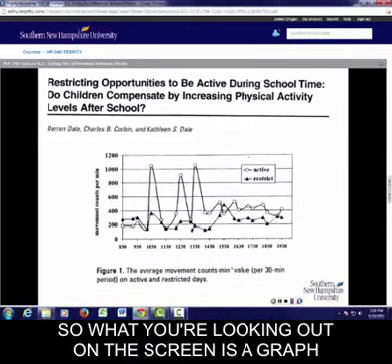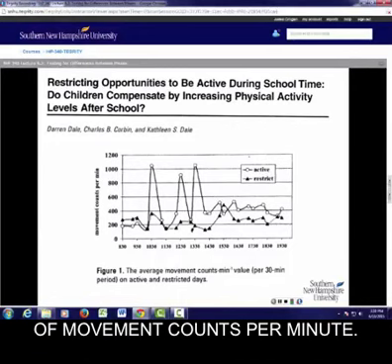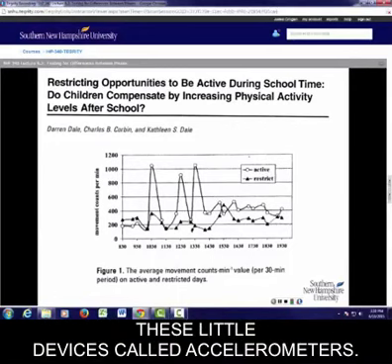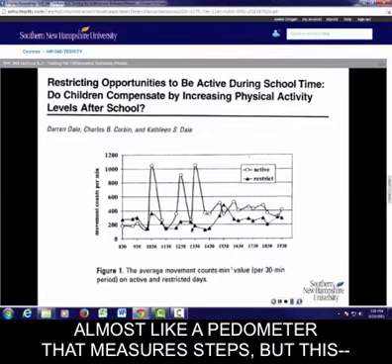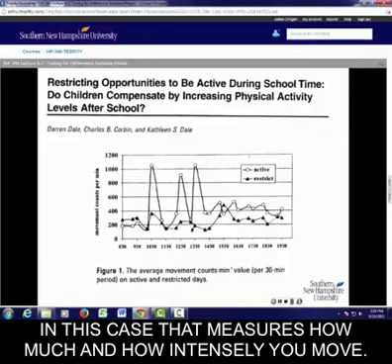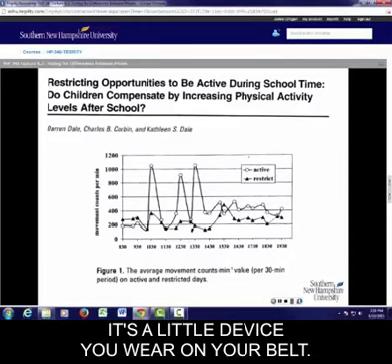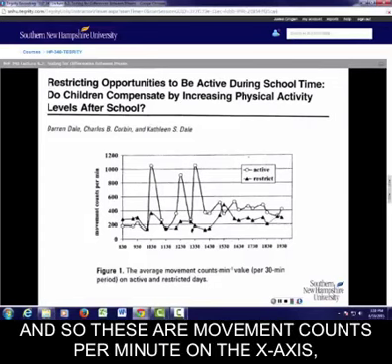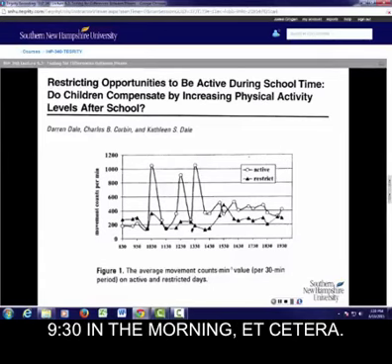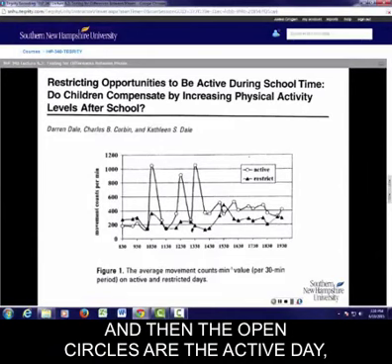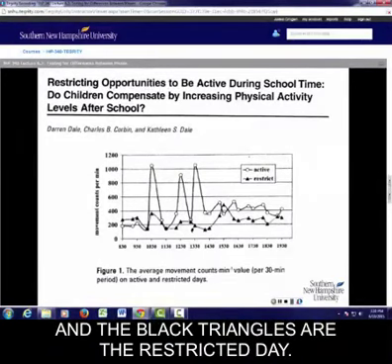Okay, so what you're looking at on the screen is a graph of movement counts per minute. They had the kids wear these little devices called accelerometers. It measures movement, almost like a pedometer that measures steps, but in this case it measures how much and how intensely you move. It's a little device you wear on your belt. On the x-axis is time during the day, 8:30 in the morning, 9:30 in the morning, etc. And then the open circles are the active day, and the black triangles are the restricted day.